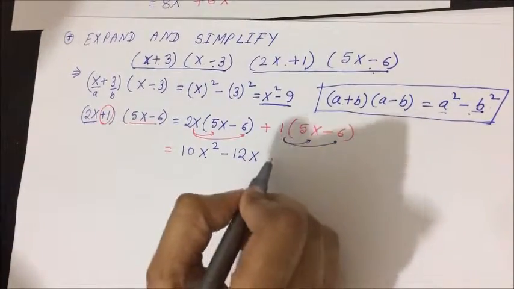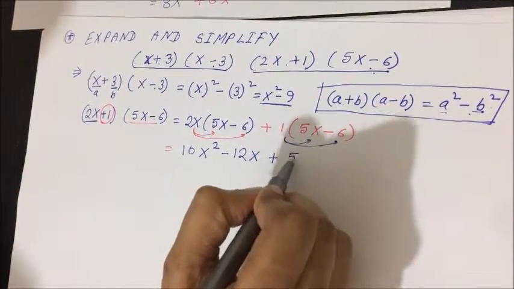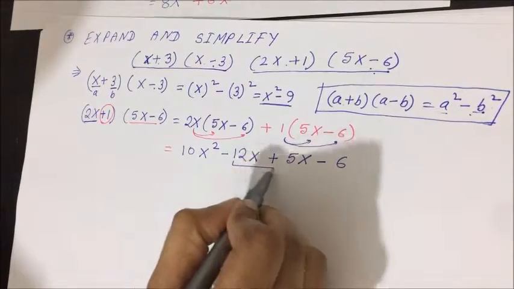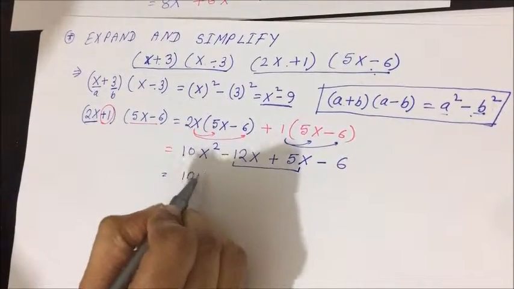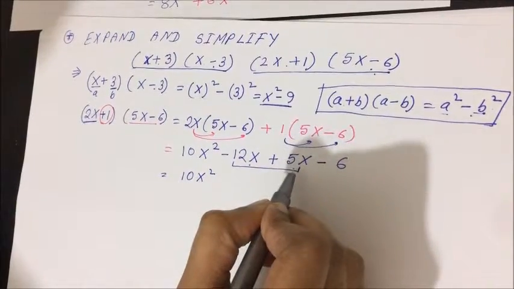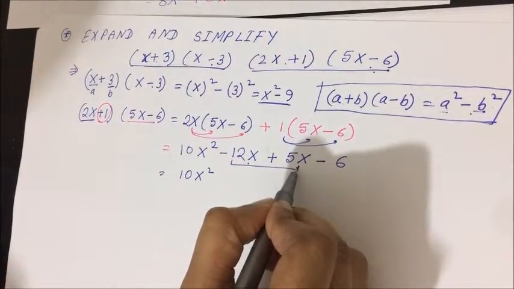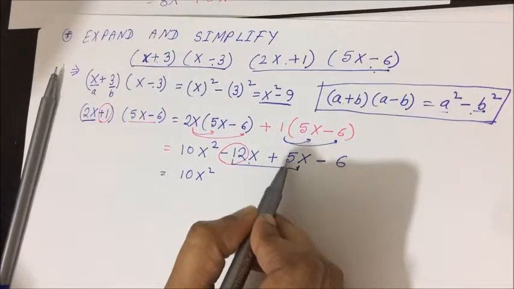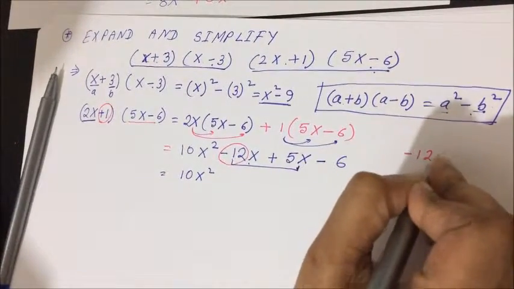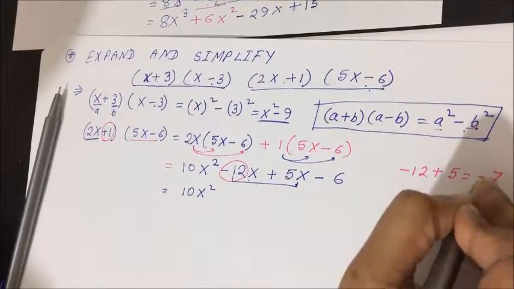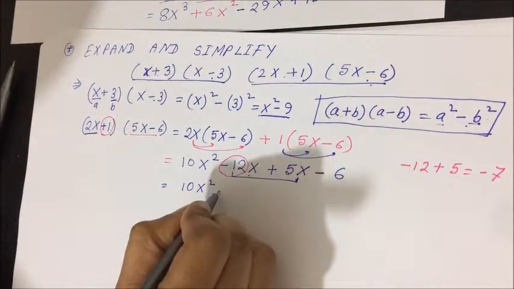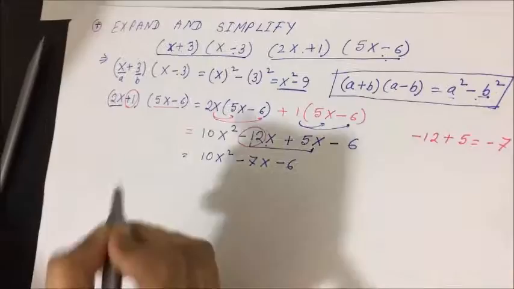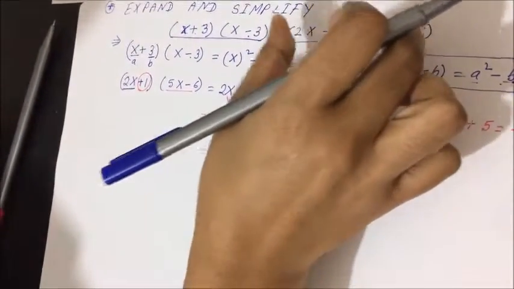Now let's do the second one. If I multiply 5x with 1, it will stay the same. That will be 5x. 1 multiplied with 6 is going to give me minus 6. Now I have to collect like terms. So the first one will stay the same, 10x square, minus 12x and plus 5x. I have to simplify them together. Because the negative number is bigger than the positive number, minus 12 add 5 is going to give me a negative number, that means negative 7. So my answer should be negative 7x. Minus 6 will stay the same. This is the answer of my second expanding bracket.